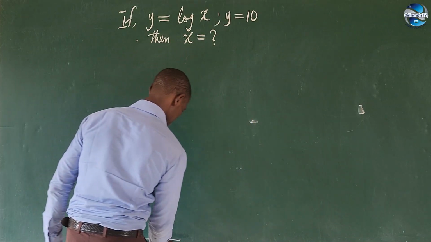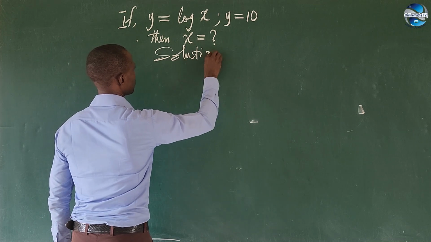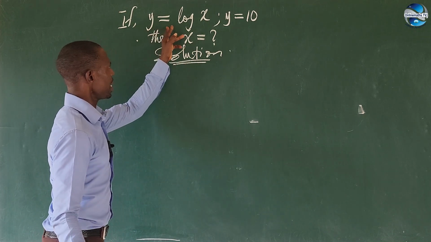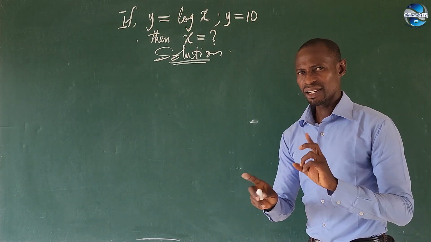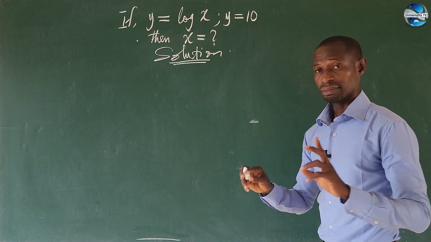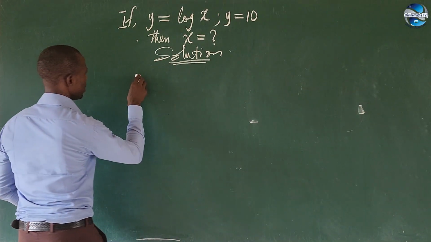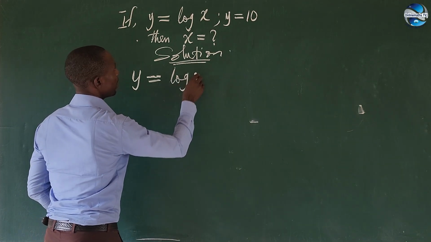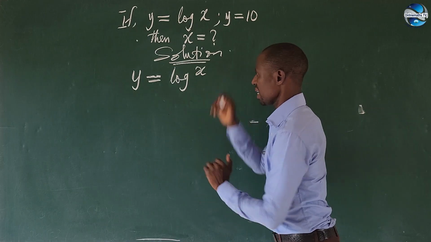All right, so we take a solution here. Look at our original equation, y equal to log x. Let's bring out the first of it so that we know exactly what we're talking about. So we have y is equal to log x.